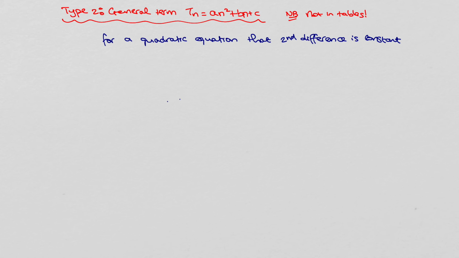So we're going to say t of n is equal to an squared plus bn plus c. So if I get the term to the left and to the right of that, that would be 1 less and 1 greater. So we'd say t of n minus 1, t of n, and t of n plus 1 would be the 3 consecutive terms. So t of n minus 1 means wherever there's an n, we're going to put n minus 1.